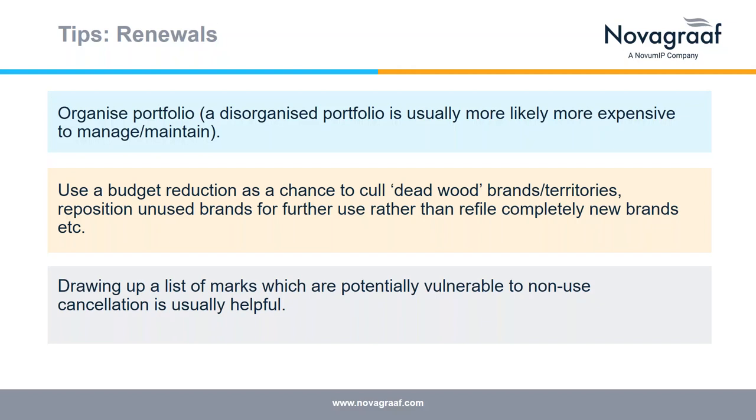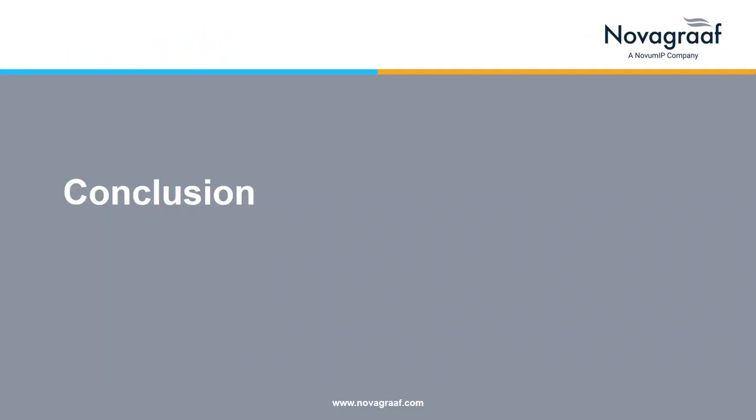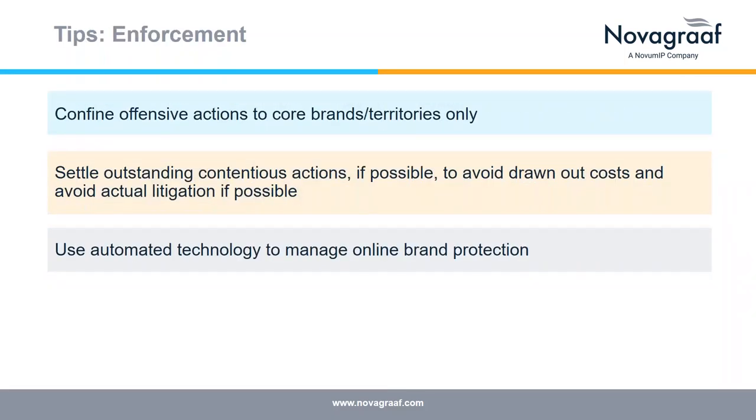Of course, your external trademark attorney can help you with the tips on how to save costs on your renewals. And actually, a good trademark attorney will advise you on that proactively. Now, also, costs can easily be saved on enforcement without losing your IP rights or without decreasing the value. You can, of course, limit your actions in the brands, for the brands and the territories you are very active in, only your core brands or your core territories.